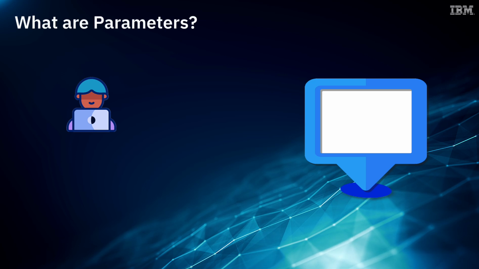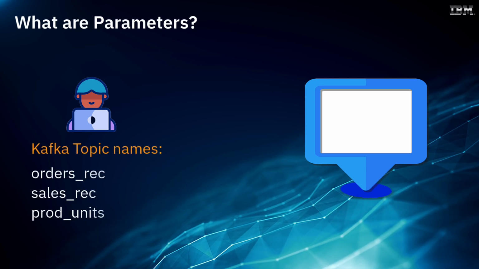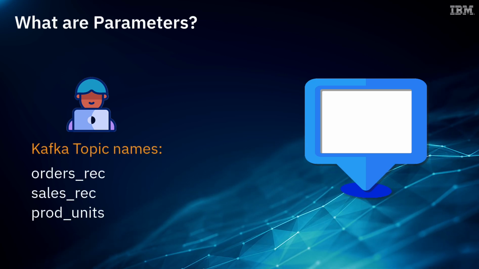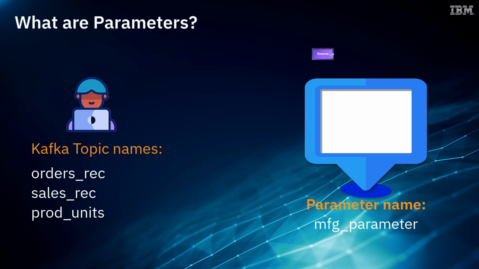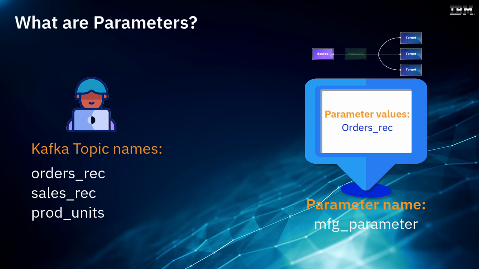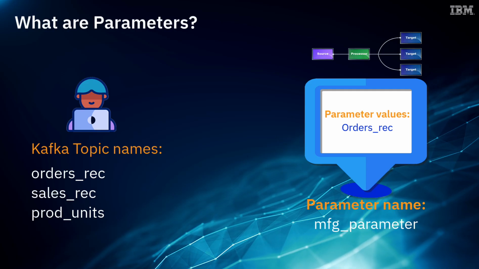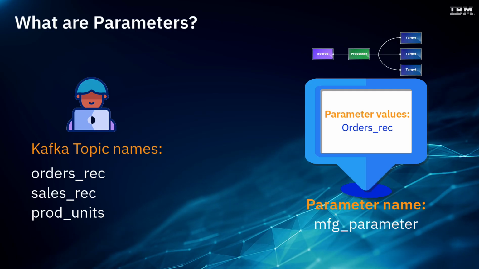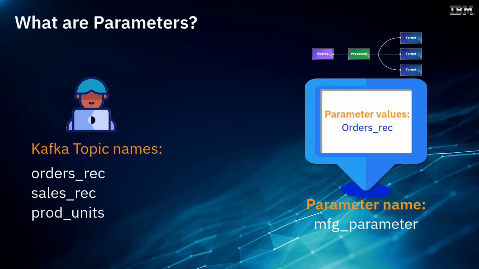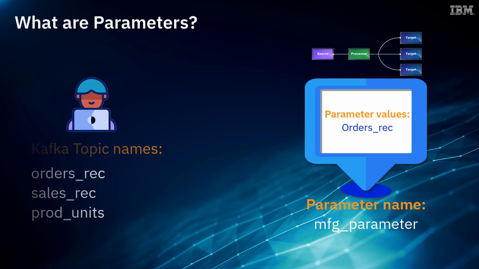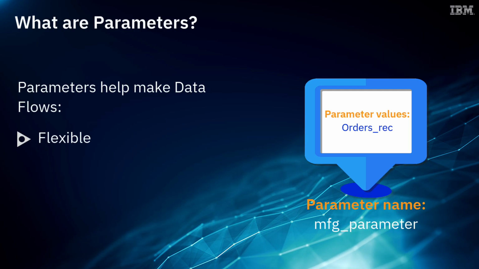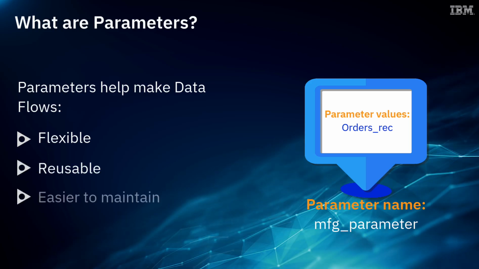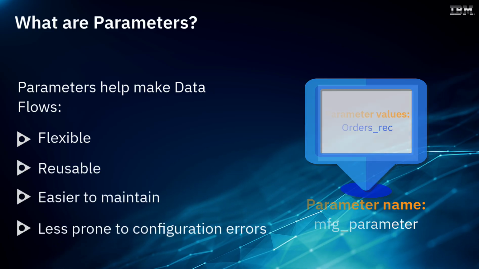For example, rather than entering a Kafka topic name directly into a source or target stage, you can create a parameter named as shown here. When the data flow runs, the parameter value is substituted automatically. This approach allows the same data flow to be reused across different environments and use cases without modifying its design. Parameters help make data flows flexible, reusable, easier to maintain, and less prone to configuration errors.